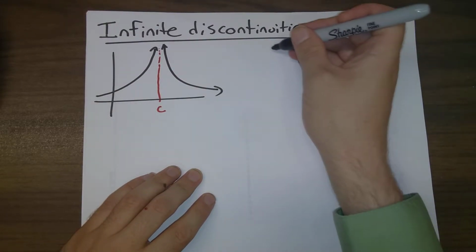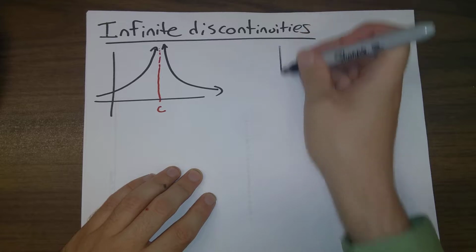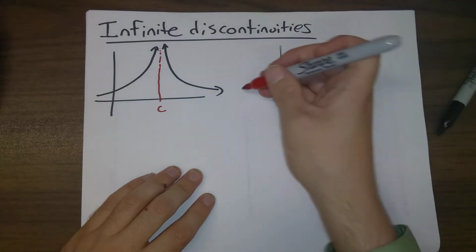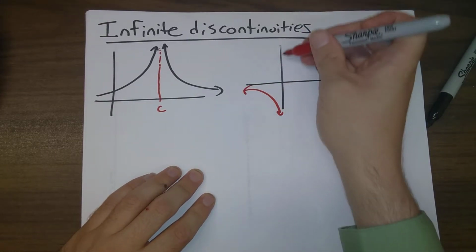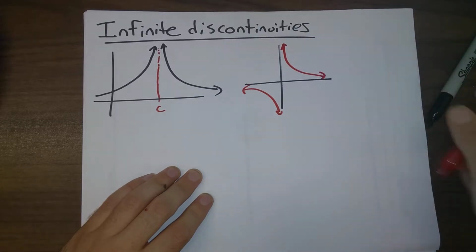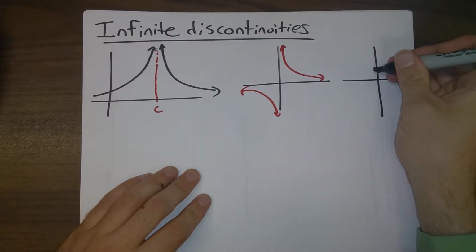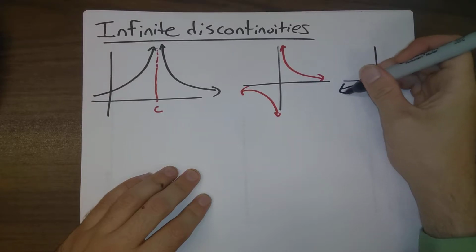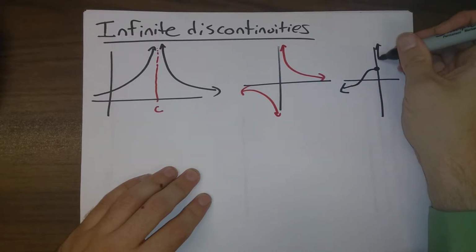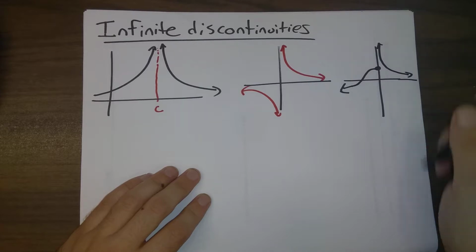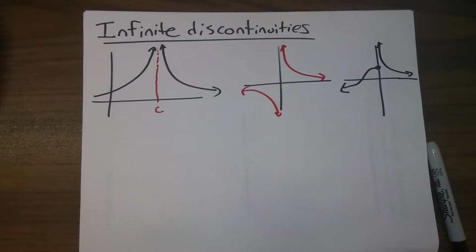Let me draw another one, which illustrates a different side of it. Something that looks like this. It might only have an infinite discontinuity on one side. So all of these pictures are examples of functions that have infinite discontinuities.